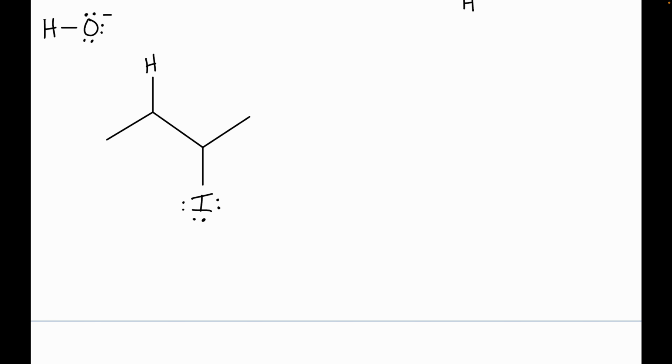All right, so this hydroxide is going to come and steal this hydrogen. That's going to cause this pair of electrons to come down and interact with this carbon and kick off that halogen all in one shot.